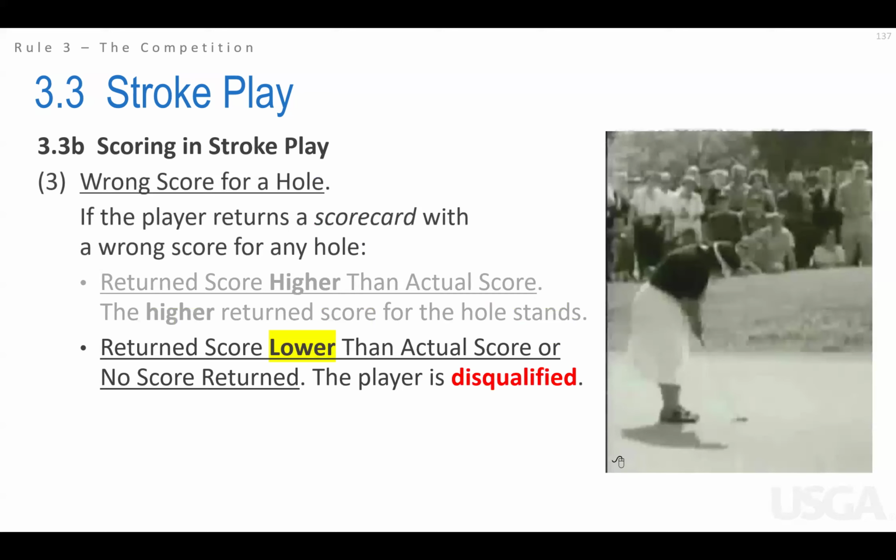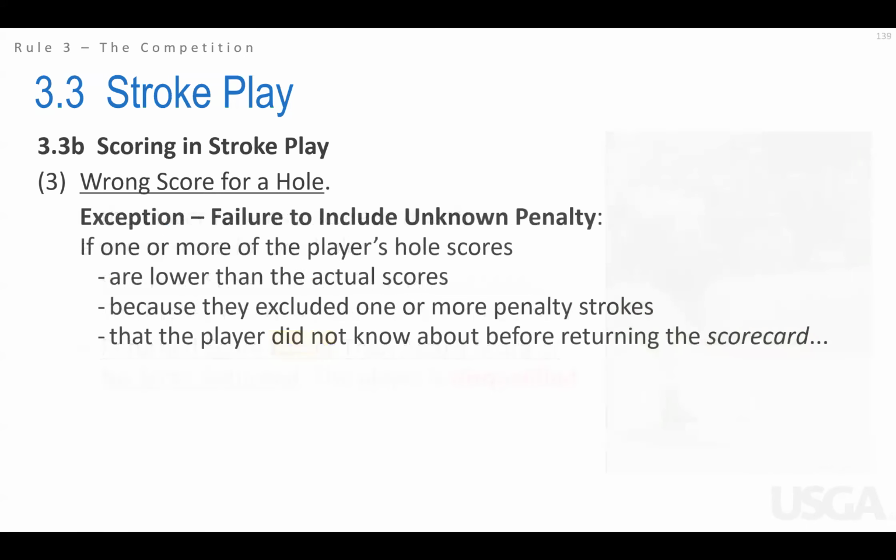For returning a scorecard with a lower than actual score, so maybe we made a 4 on the hole and we're signing for a 3, we're going to be disqualified. If we're signing for a lower score, there's not going to be a way out of it. We're going to be disqualified. And again, same video concepts.